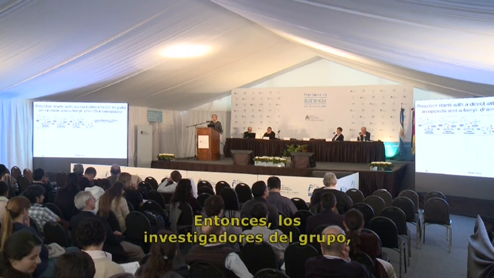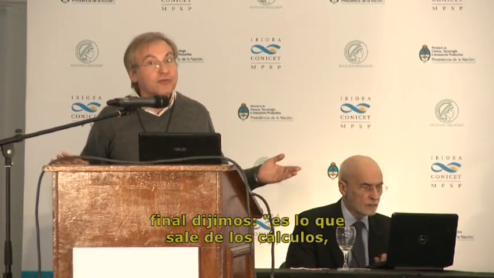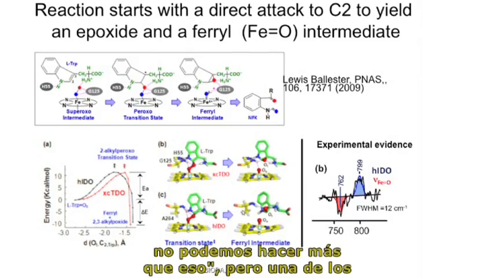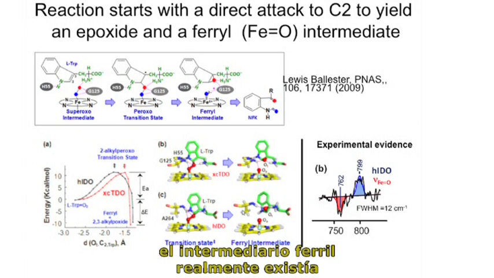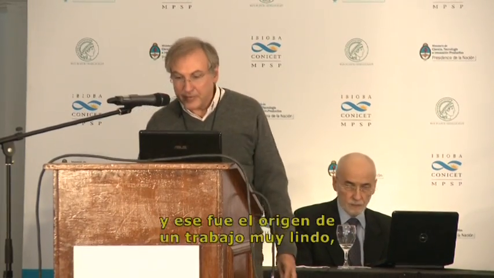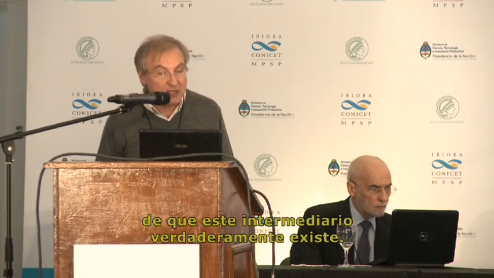And so the people working with us experimentally, Seung-Ru, was saying, no, that's crazy, I don't believe you. And so we tried again and again. At the end, we said, okay, that's what comes from the calculations. We cannot do more than that. But she finally ended up finding that the ferryl intermediate really existed, and that was the origin of a very nice work, a PNAS paper, in which we combined our calculations with the experimental evidence that this intermediate really existed.